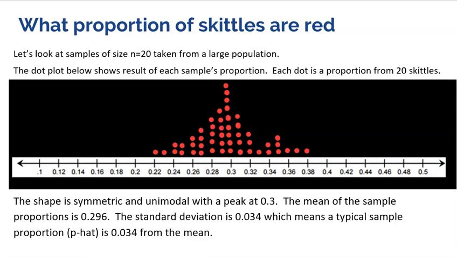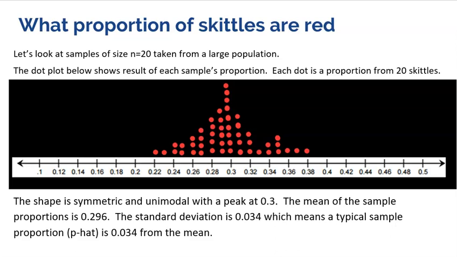All right, let's look at another one here. This time, let's use proportion, right? What proportion of Skittles are red? I don't know. So let's take a sample of 20 Skittles. There's millions of Skittles in this world. Look at 20 of them. Find out what proportion of that 20 are red. Put a dot for that spot, right? And then repeat it and repeat it and repeat it, right? That's sampling. So take 20 Skittles, find the proportion of red.